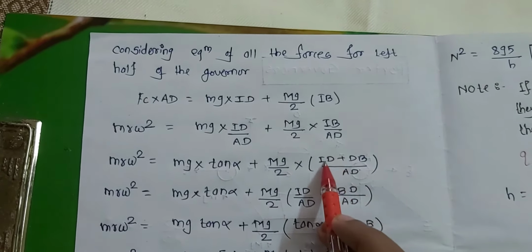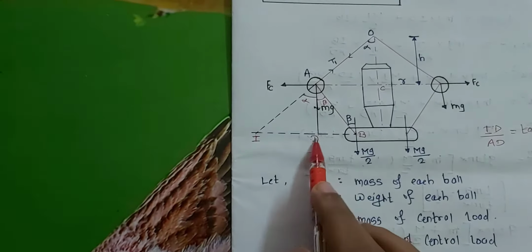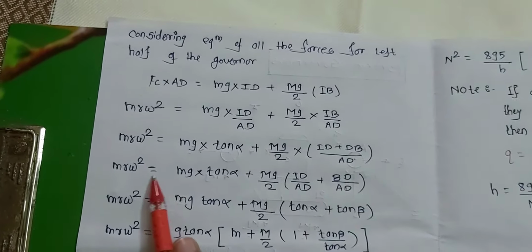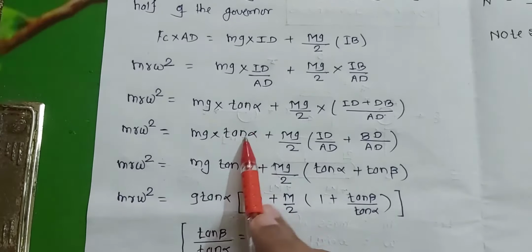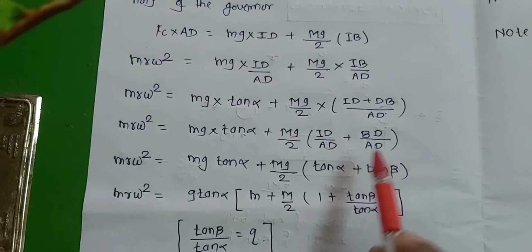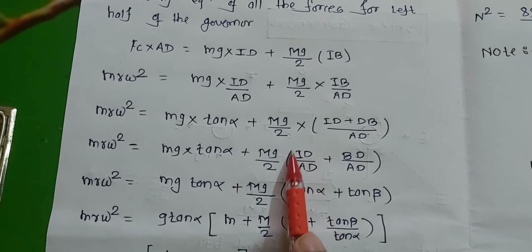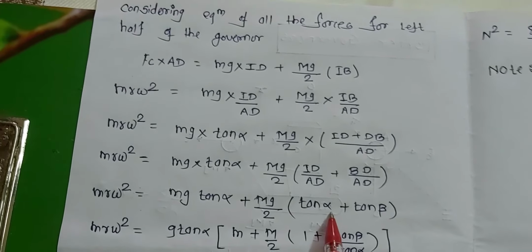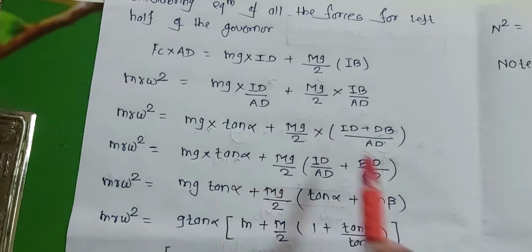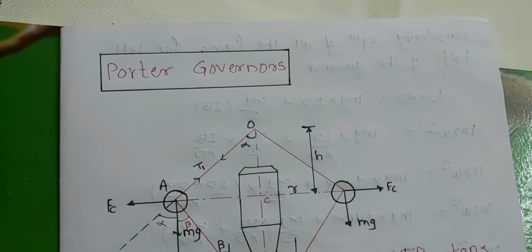my IB is nothing but ID plus BD. Look into the figure, my IB is nothing but ID plus DB. So ID plus DB divided by AD. Again m r omega square as it is, mg tan alpha, mg by 2, separating this ID by AD and BD by AD. So m r omega square, mg tan alpha, mg by 2 as it is. Again ID divided by AD is tan alpha from the figure, and BD divided by AD, look at the figure where BD is.